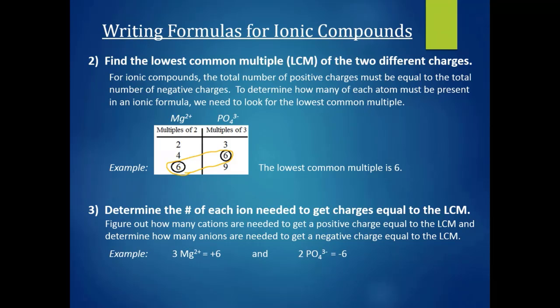So in this case, how many magnesiums do you need to get a total of 6? 2 times 3 is 6, so I need 3 magnesiums to get a total of positive 6 charge. How many phosphates do I need to get a total of 6? I need 2 times -3, or 2 phosphates, to get a -6. And note, if I'm looking at the multiples, it's the second multiple of phosphate, so I need 2 phosphates. It's the third multiple of magnesium, so I need 3 magnesium.